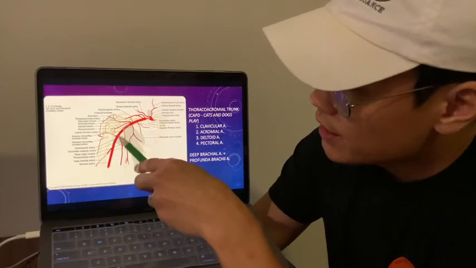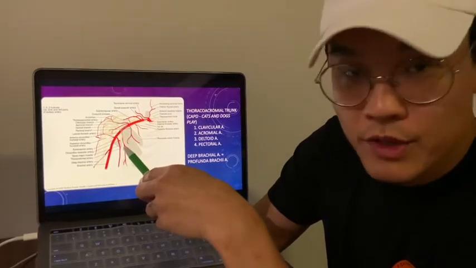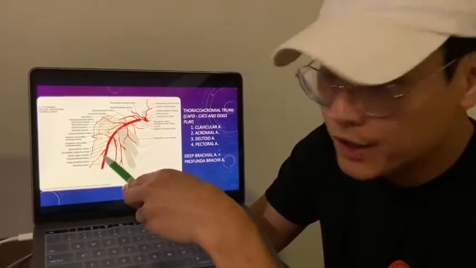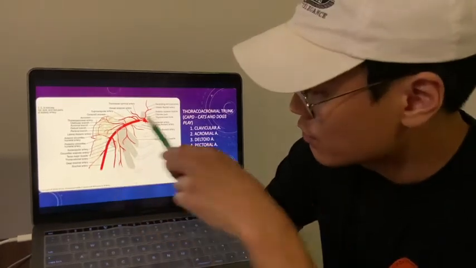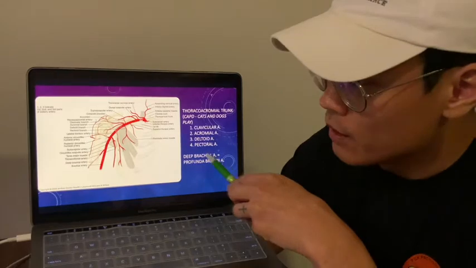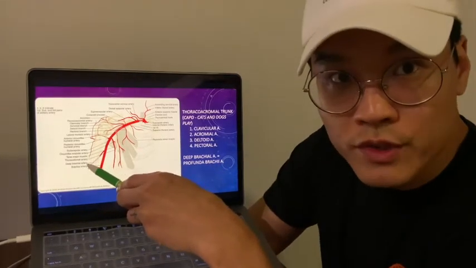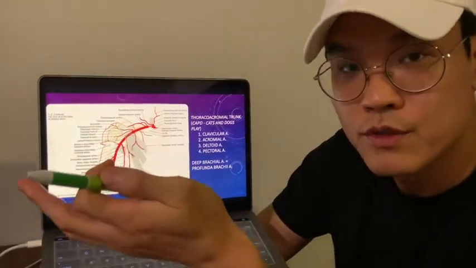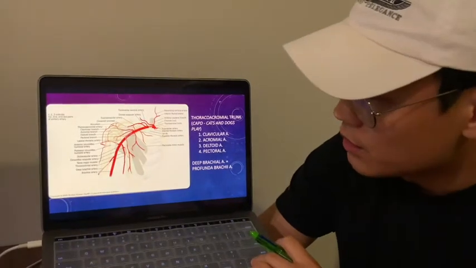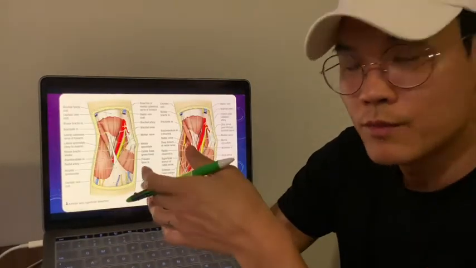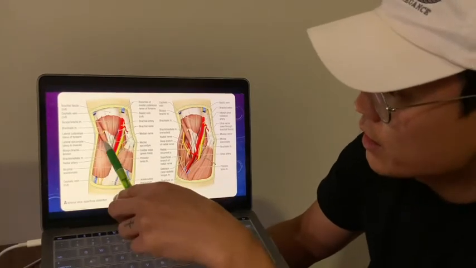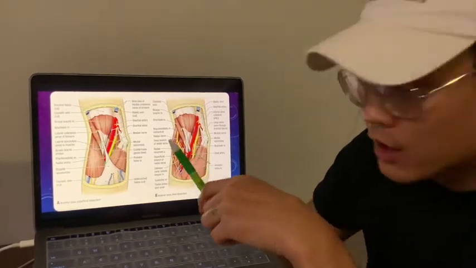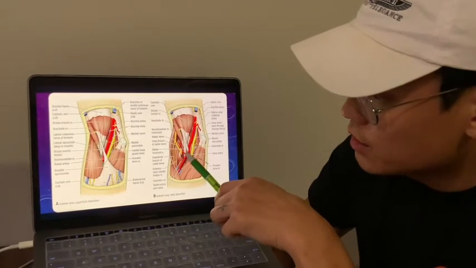Once the axillary artery passes the teres major muscle, it becomes the brachial artery, and the brachial artery gives off one branch that's called the deep brachial artery, or also the profunda brachii, which passes through the radial groove and supplies the posterior muscles of the arm. The brachial artery will continue distally, and once it arrives at the cubital fossa and this triangle, it will bifurcate and give off the ulnar artery and the radial artery.